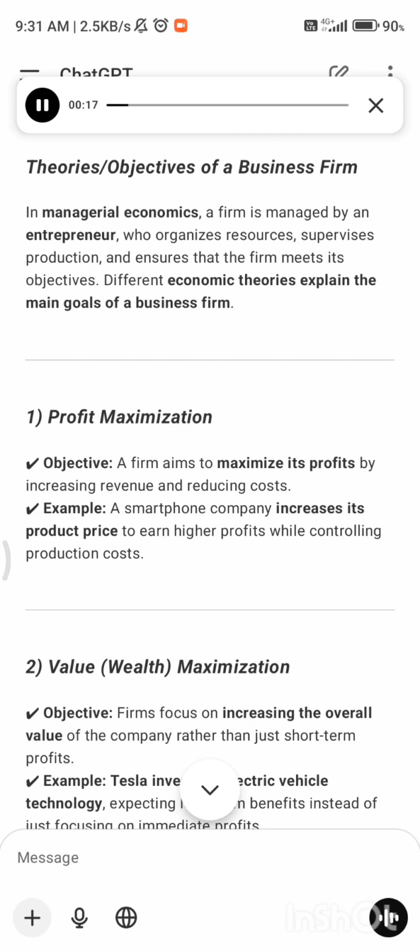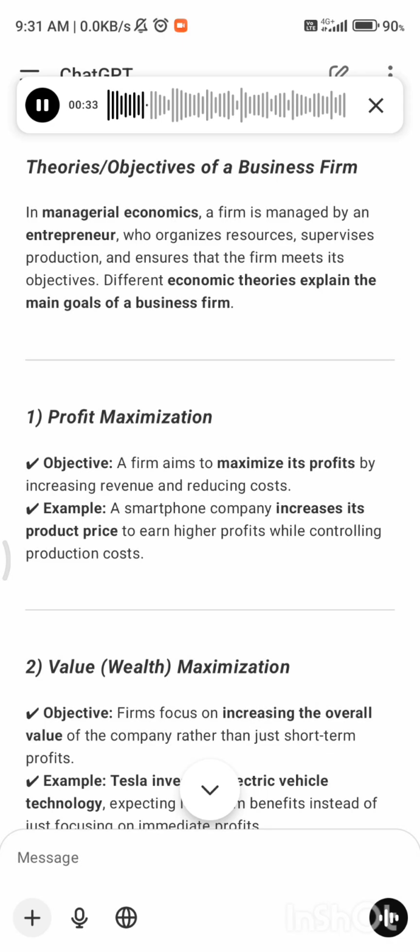1. Profit maximization. Objective: a firm aims to maximize its profits by increasing revenue and reducing costs. Example, a smartphone company increases its product price to earn higher profits while controlling production costs.